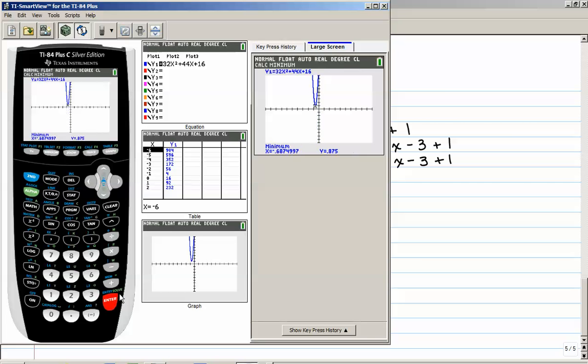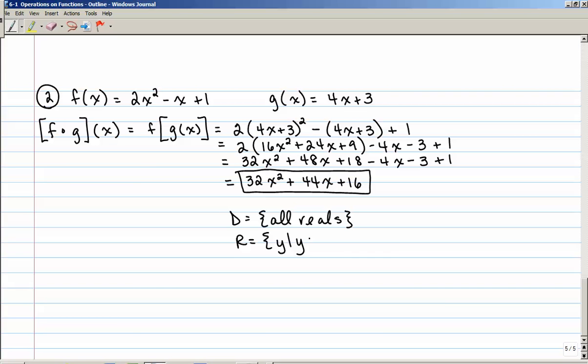I'll hit enter again, and it tells me that my minimum is at x equals negative 0.687 approximately, and my y value, which is what I want, is 0.875. So y has to be greater than or equal to 0.875. And that's how you get the range. Remember that for any quadratic, for any parabola, the domain is always all reals. The range is going to be dependent on what the graph looks like. So that's how I'm going to get my domain and range for that.